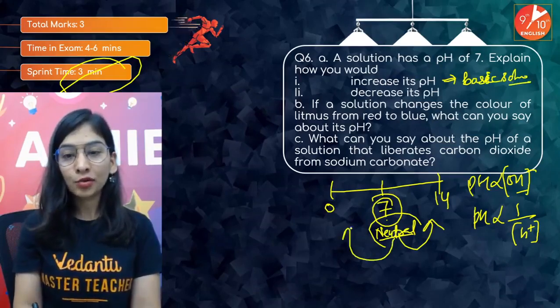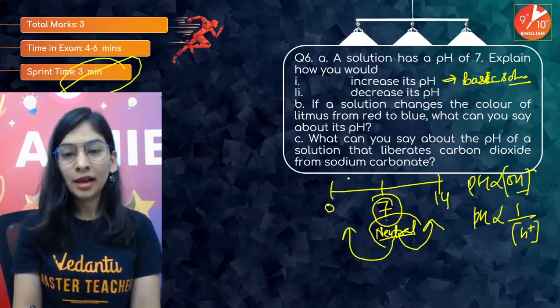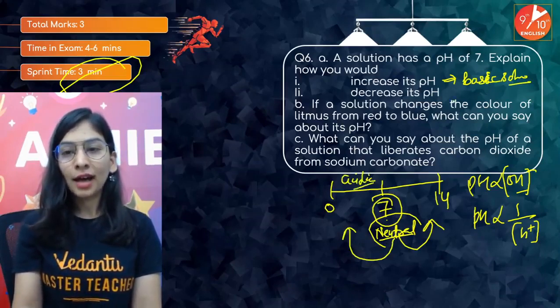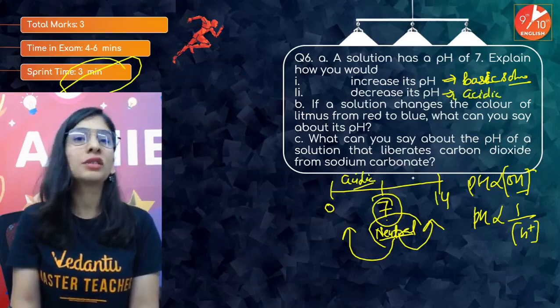To decrease its pH, I want to go on this side. A decrease in pH means H ion concentration must be more, and that will be acidic. So I have to add some acidic solution into that water, if we are taking the neutral solution as water.